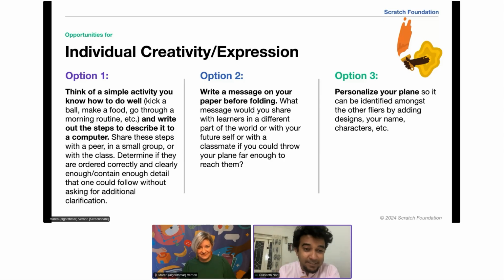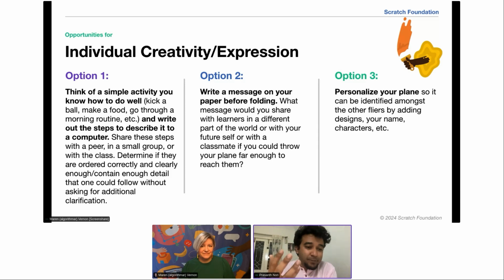Another option is writing a message on your paper before folding it. What kind of message do you want to share with the world, your classmates, your future self? That could be one direction for this activity. Option 3 is personalizing it. Jarvis colored his in really cool ways, right? So think about what else you could add, your name, different characters, etc. Each of these would require different materials and different planning, but they're all highly customizable to your particular context as a facilitator, right?